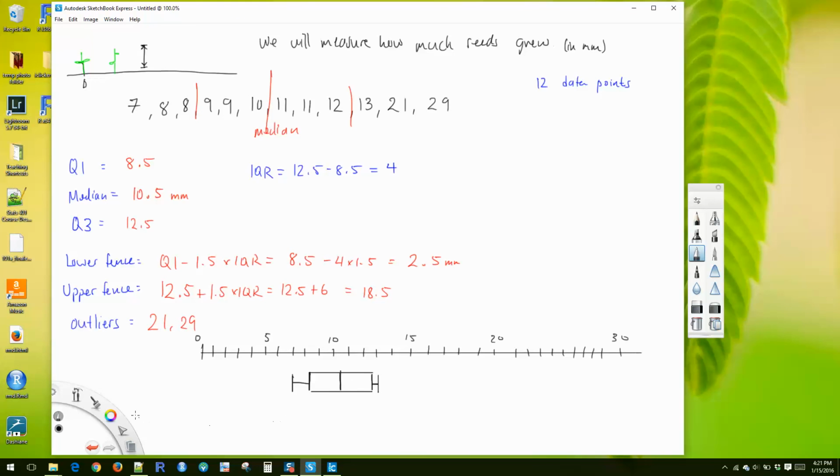Okay, so you don't have to label these, but I'll just do this for illustrative purposes. And then I would draw outliers out at 21 and 29. Okay? If you wanted to, you could draw dotted lines where the fences are at 18.5 and at 2.5. But those are unnecessary. Usually if you create a graph on a computer or something like that, it will not put the fences there. Okay, and so there's our box plot based on our 12 data points.